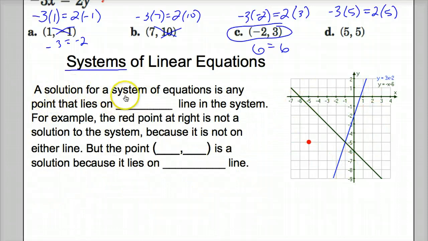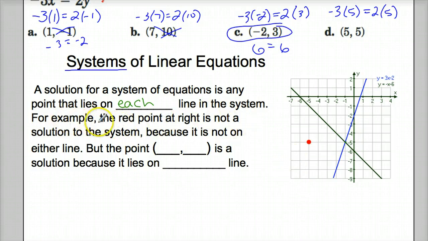So a solution for a system of equations is any point that lies on each line in the system. So which point in these two lines lies on both lines, on each line? Well, it's this one right here. It's where they cross, because this point is on the blue line and it's on the green line.